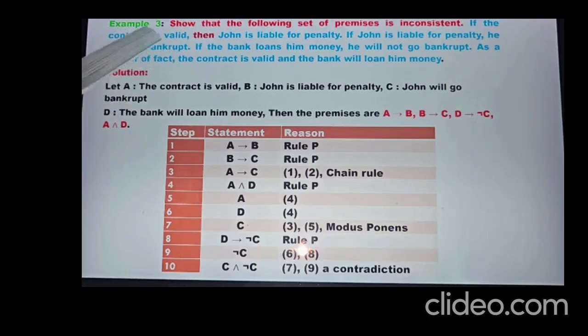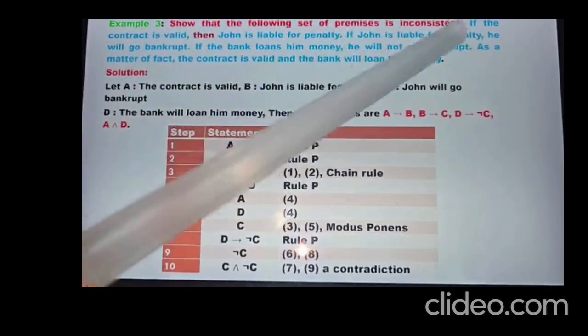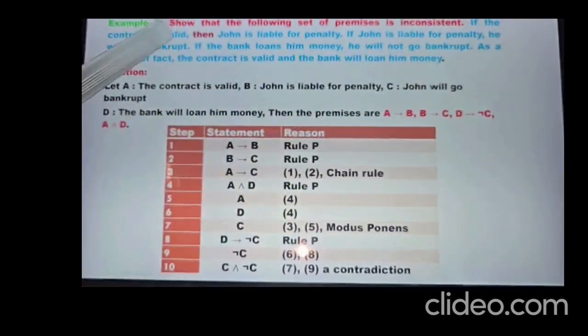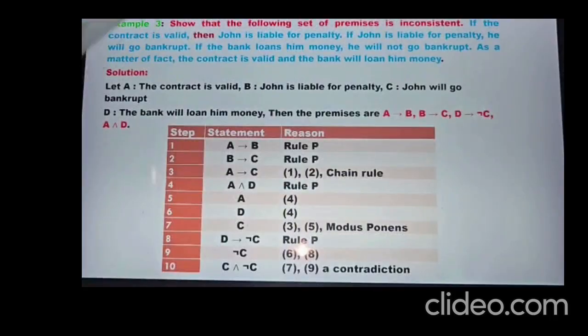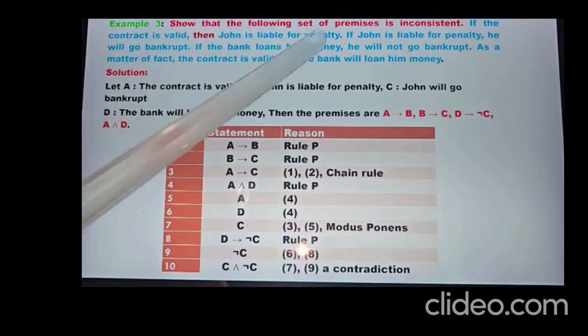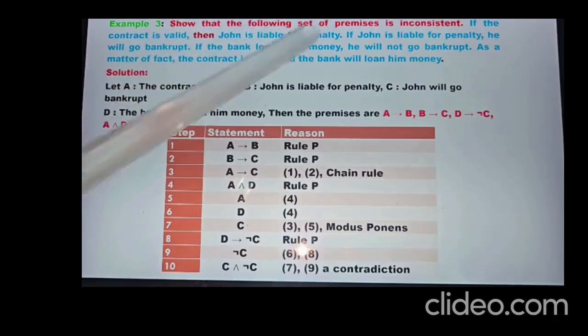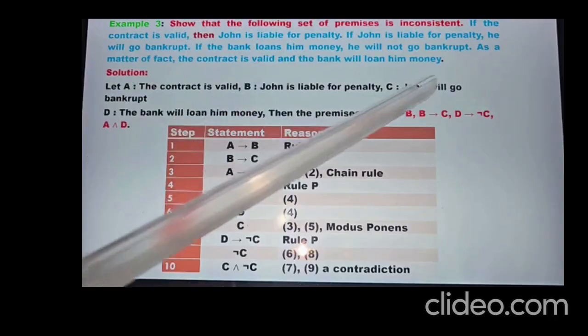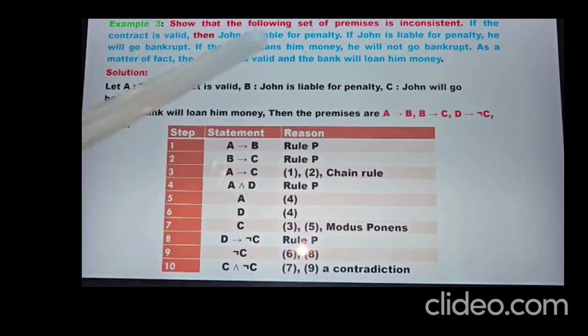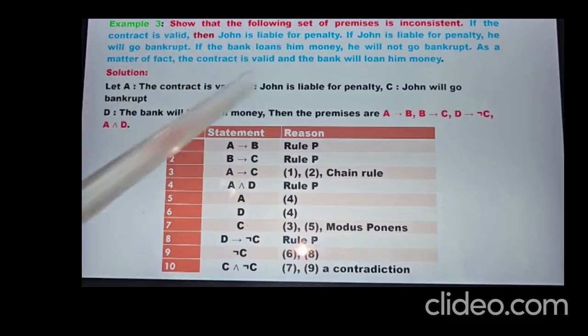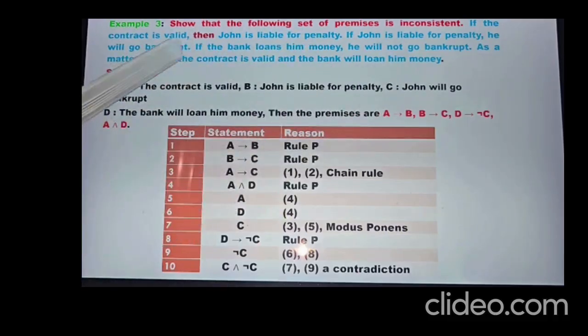You assign a symbol for each statement. If the contract is valid, you assign it as some letter A. Then John is liable for penalty, you assign it as B. And then John will go bankrupt, you assign it as C. And then D, the bank will loan him money. All the symbols are assigned.